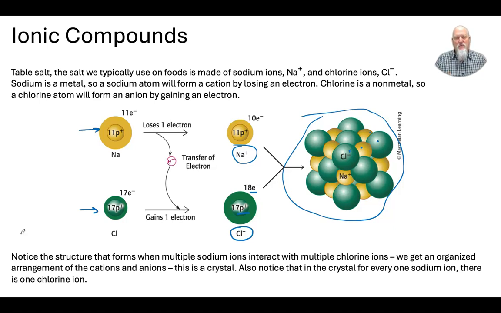Ionic bonds form because of the attraction between the negative ions and the positive ions, the anions and the cations, and that's what holds those together. Also notice in this structure, for every 1 sodium ion, I have 1 chlorine ion. So if I look around here, there's the same number of sodium ions as there are chlorine ions.